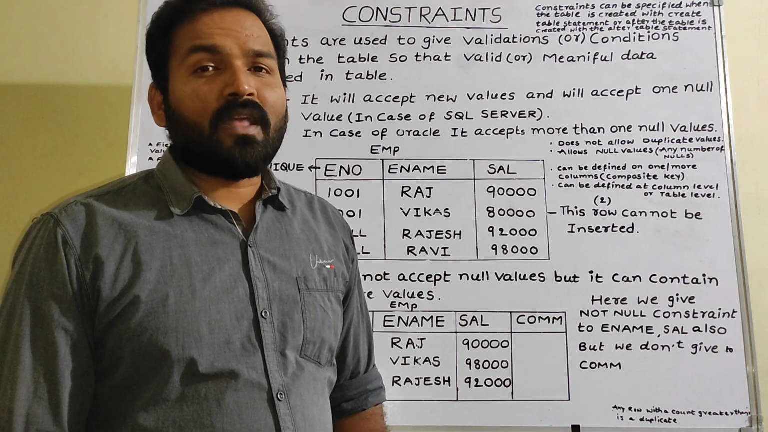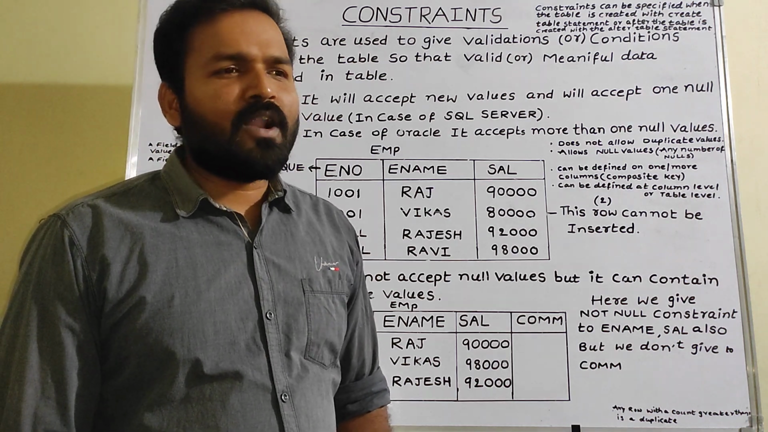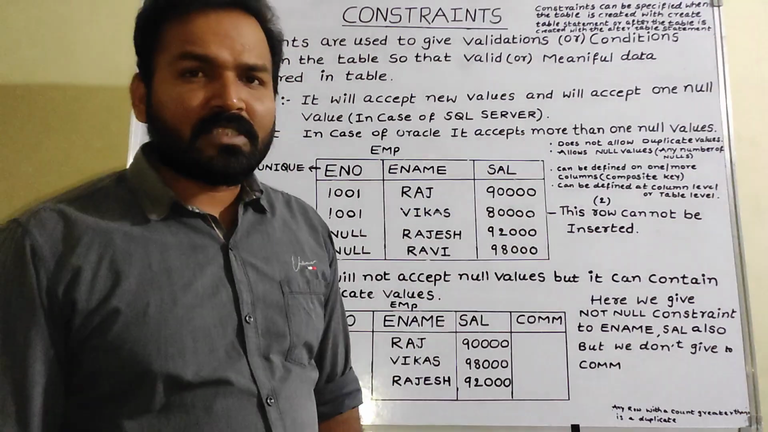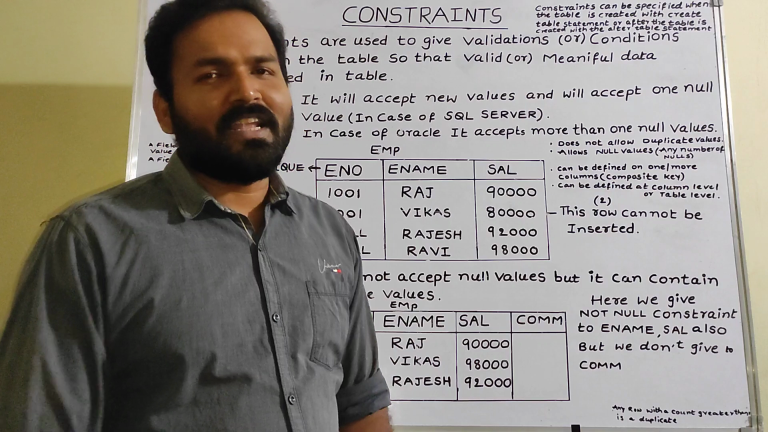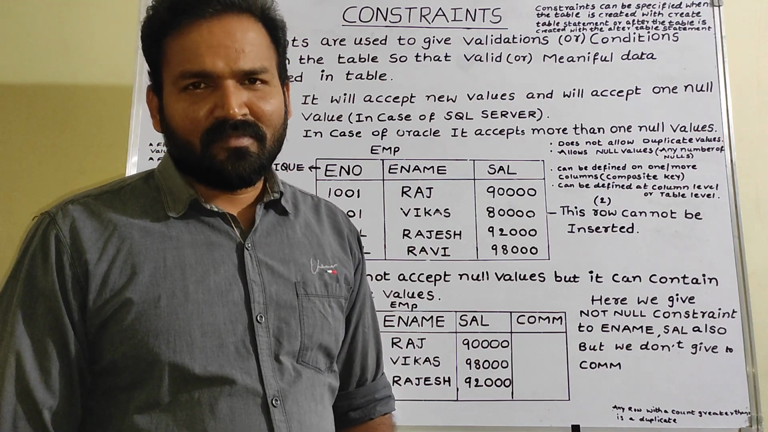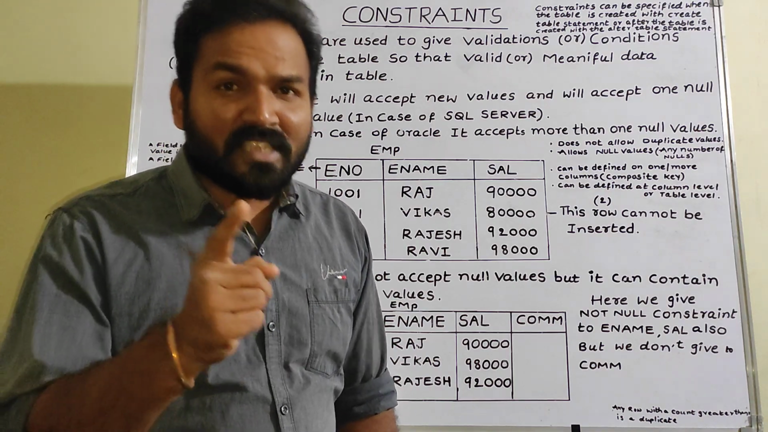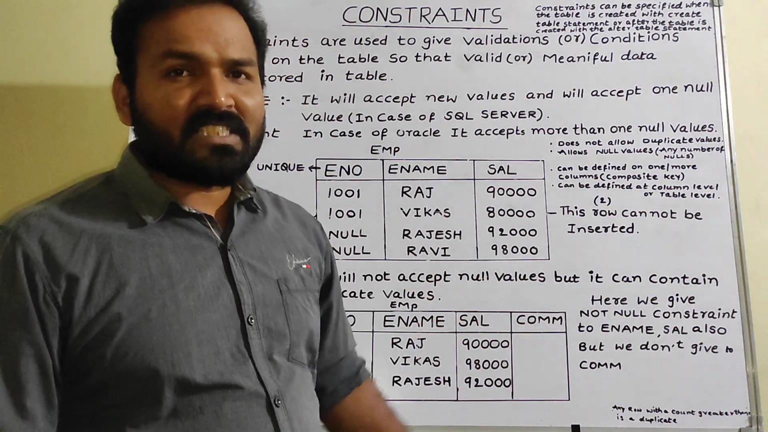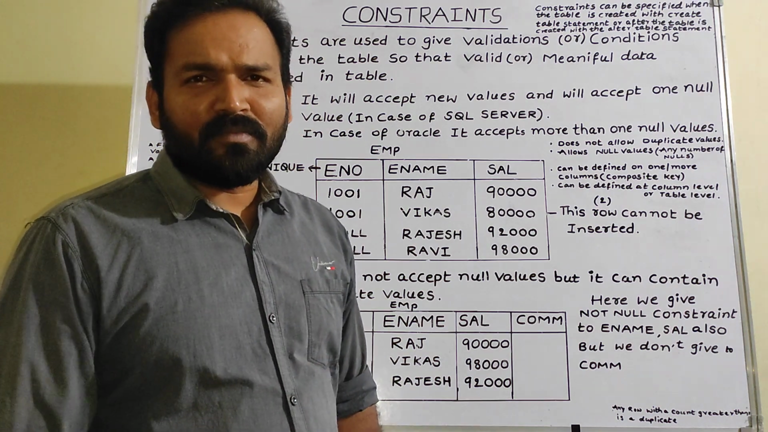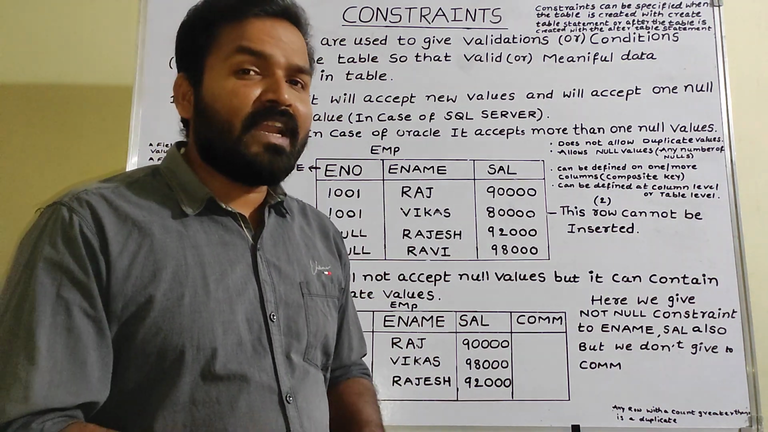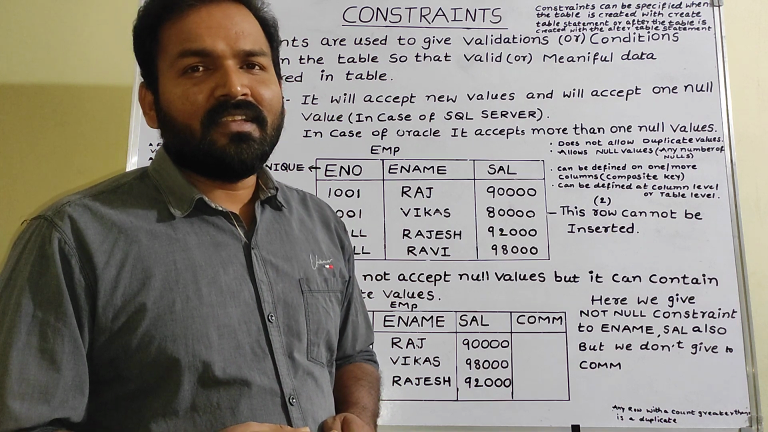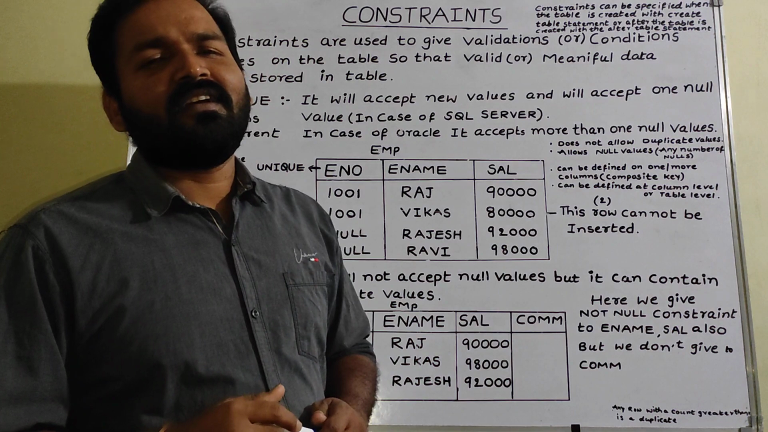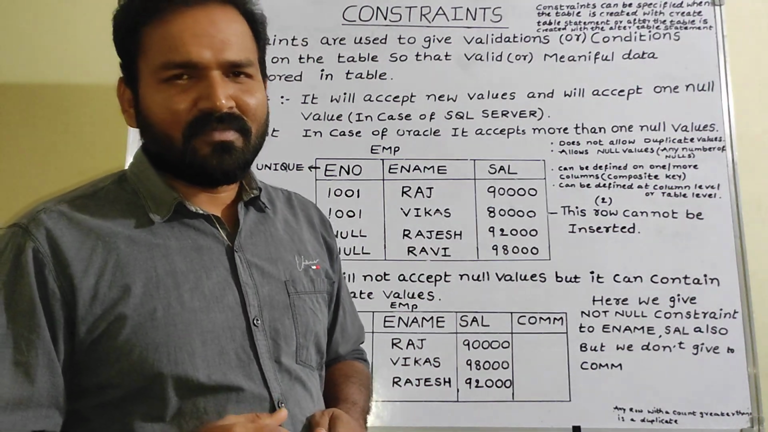In case of Oracle, it accepts more than one null value. In case of SQL Server, unique constraint will accept one null value. In case of Oracle, unique constraint will accept more than one null value.